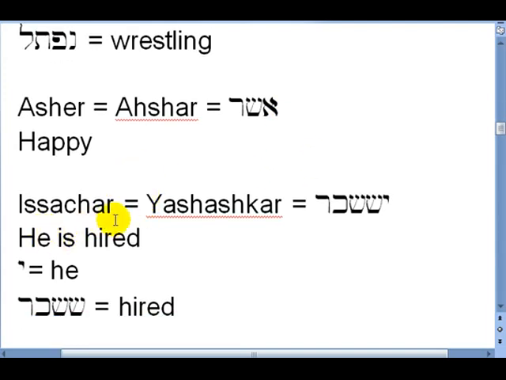Now Issachar is Yashashkar, which we used to think was Yash Shakar, which is not. The proper way to pronounce it, which Elder Tahar brought out, is Yashashkar, because Yashashkar means he is hired. So the Yah at the beginning of a word is he, which is separate from this Shashkar. Yah is he, Shashkar is hired. Okay, he is hired. So that's the 12 tribes in the Hebrew.